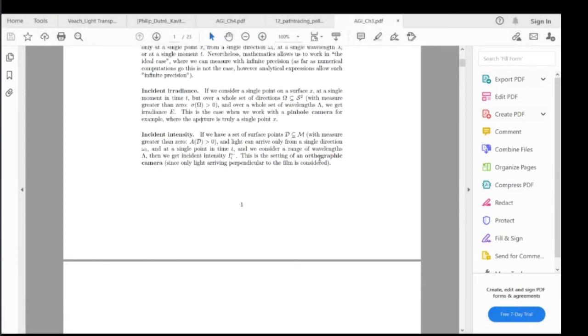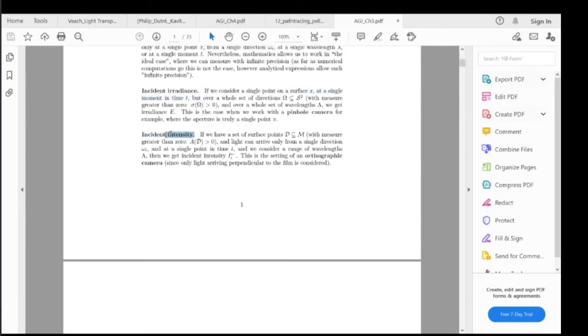Now, if you pick an orthographic camera, your pixels on the virtual film have an area, but they consider light from only one direction. So you integrate over some area, but you care only about a single direction. So that's intensity here.